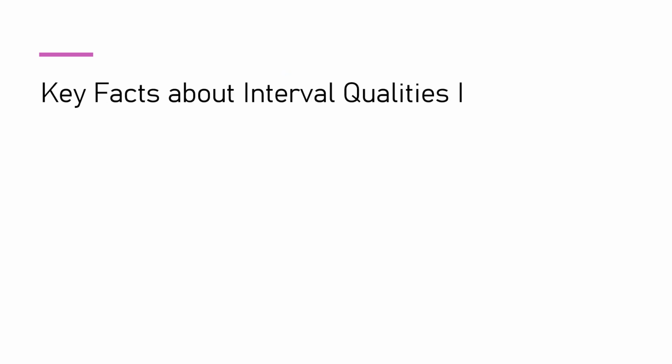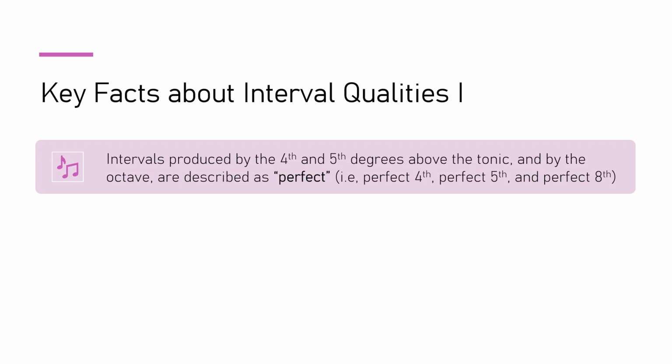So let's look at key facts about interval qualities. When I talk about interval qualities, I'm talking about the names: perfect, major, and minor. Intervals produced by the 4th and 5th degrees above the tonic, as well as by the octave, are all described as perfect. So anytime you see a 4th degree, a 5th degree, or the 8th degree, in terms of the octave, you call them perfect intervals.